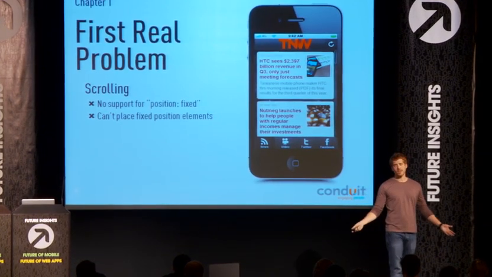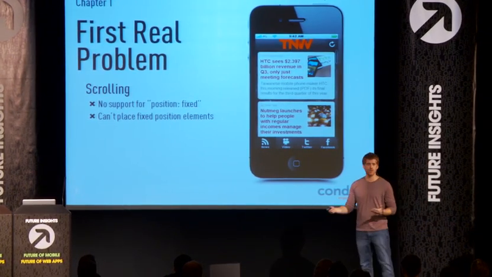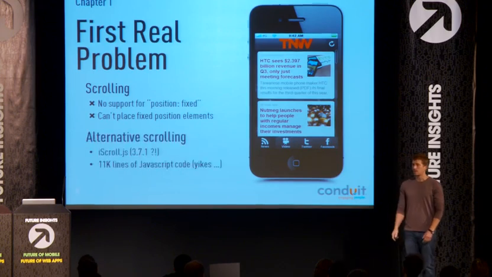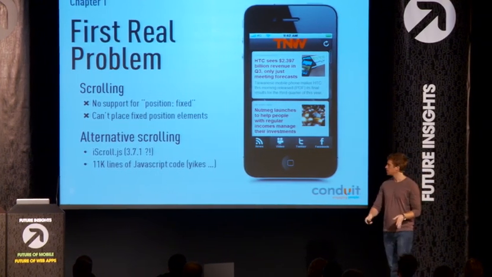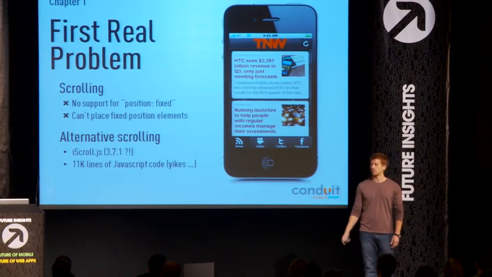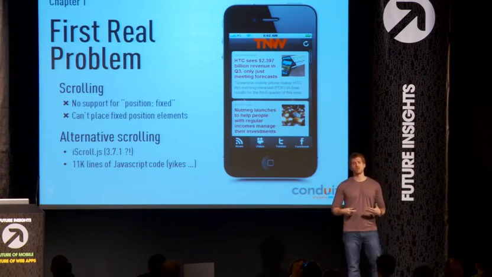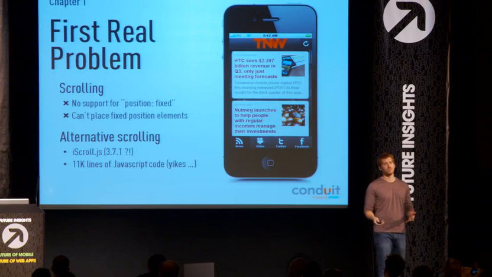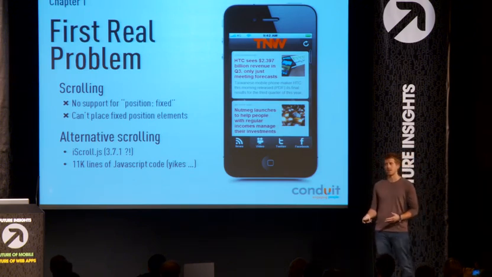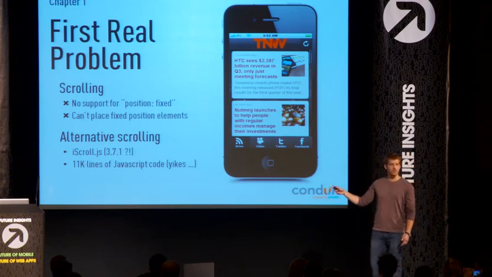So like any other developer, the first thing that you do is go to Google and search for how to put a fixed position element in HTML. And all results led me to a nice library called iScroll. I went to the iScroll website. It was version 3.7.1 at that time. And I remember wondering, why do you need 3 major versions just to get a basic thing like scrolling? Only later I found that it contained 11,000 lines of JavaScript code just to get scrolling right.